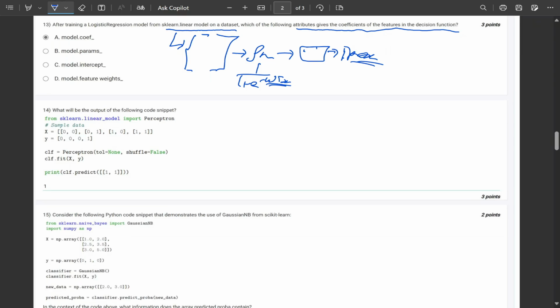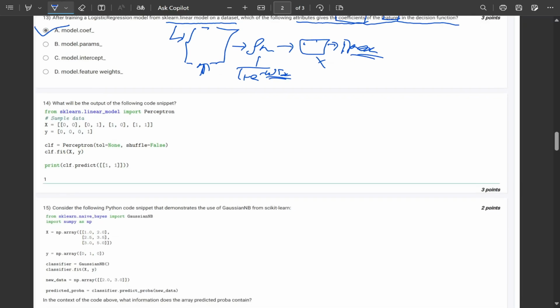Here we have to just find this, not this. So based on this we will just see. It says which attribute gives the coefficient of a feature in the decision function. So the keyword is coefficient. If you see the coefficient of features, that means it will be model.coef_, and this will be used only after training. So coef_ will give you an array of values, where each value represents a particular feature's coefficient.